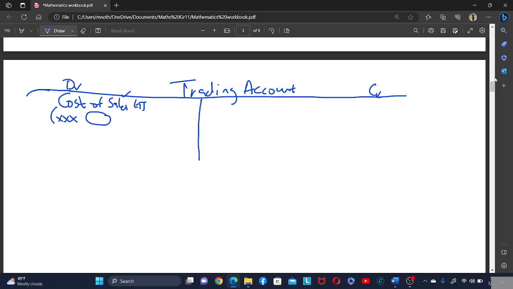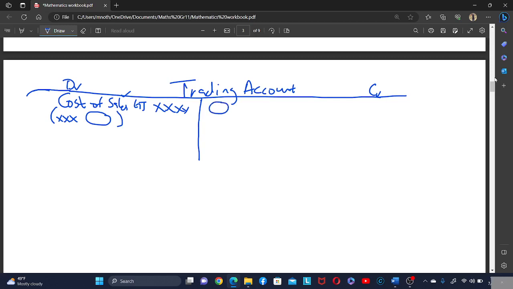Now, how you record it depends on the adjustment. If it says that there were goods that were sold and were not recorded, then what is happening to the cost of sales? The cost of sales must increase. But if it says that the debtor has returned the goods, you will have to come here and decrease the cost of sales. You close the bracket and then write the amount here. And then you come to the credit side.